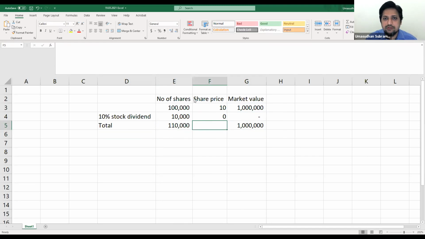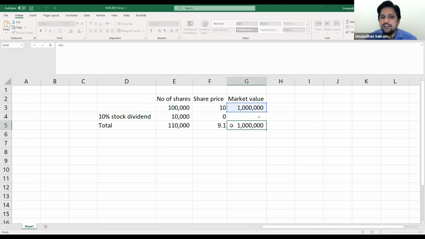So how do you arrive at your stock price, guys? Can you think about it? Now you've got 110,000 shares and 1 million. So what we do is divide the market value of the stock by the number of shares. When you divide, you get 9.10. So what does that mean? It means the stock price, which was previously trading at $10, is now trading at 9.1.